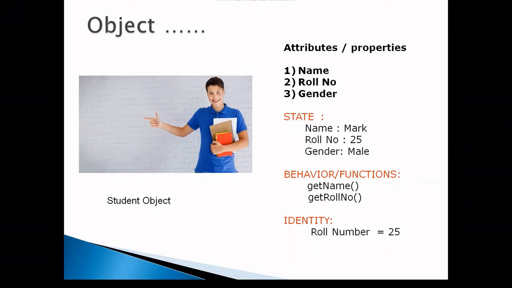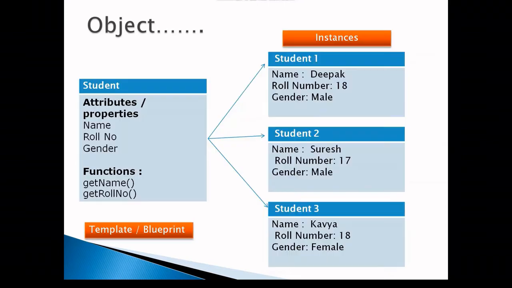Suppose we have 100 students in a class, we can identify each student by considering its roll number, and get name and roll number can be used to get the name of the student and the roll number of the student. So this is one student, and suppose we have a template of student, that means we have a specific format and we can create different instances from that format. Or we can say that we have a blueprint or template of a student having specific attributes and functions. Here the attributes are name, roll number, gender, and the functions are get name and get roll number.